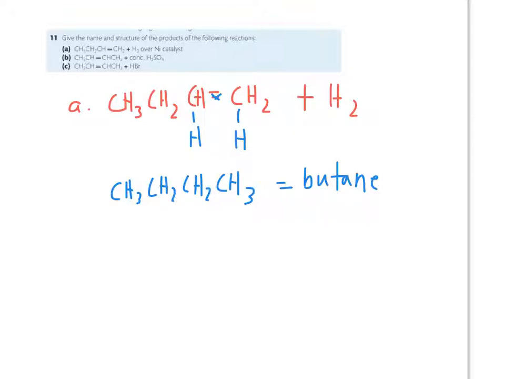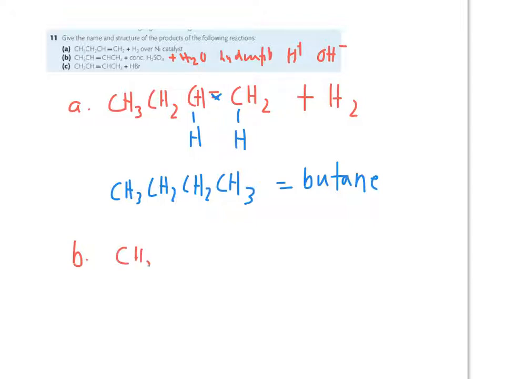So B is a little bit trickier because they say plus concentrated H2SO4, and what you have to recognize there is this is really plus water. This is really a hydration. And when water splits in half, you're really adding H+ and OH-. So I've got very much the same thing.